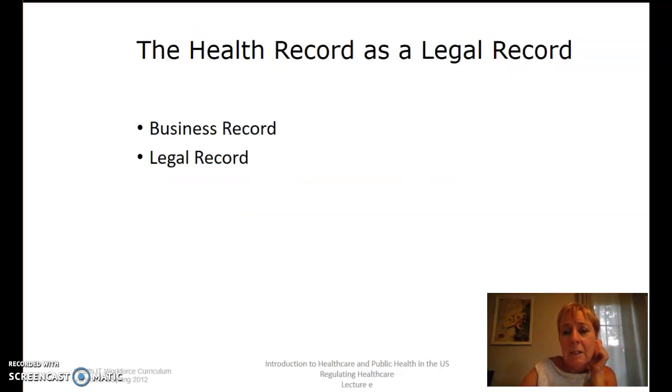The health record is a legal record, which you will learn about in legal aspects of health information in your spring course. But it's a business record and a legal record. It's a business record for the organization, so because of that, information documented in it can be used in a court of law as evidence to substantiate the quality of care that was given to that patient. So as a healthcare professional, not only must it be completed according to standards, it must be completed to the highest standard because it is a legal document.